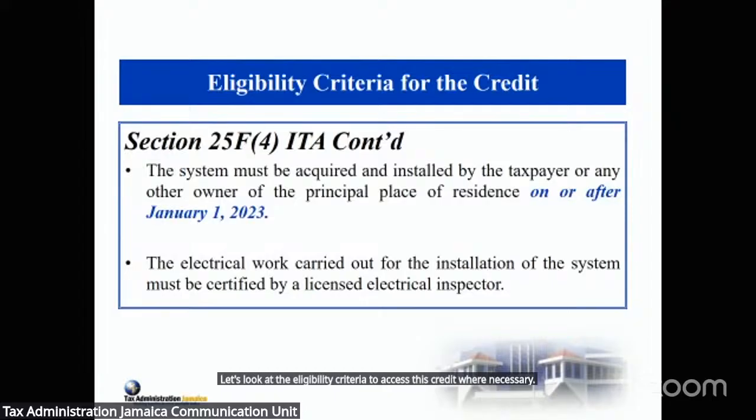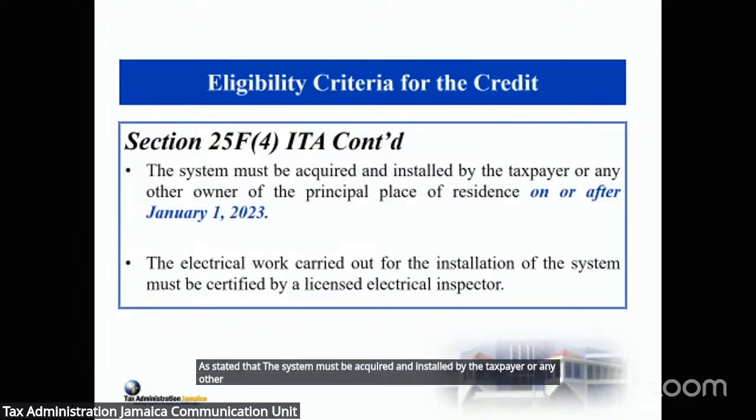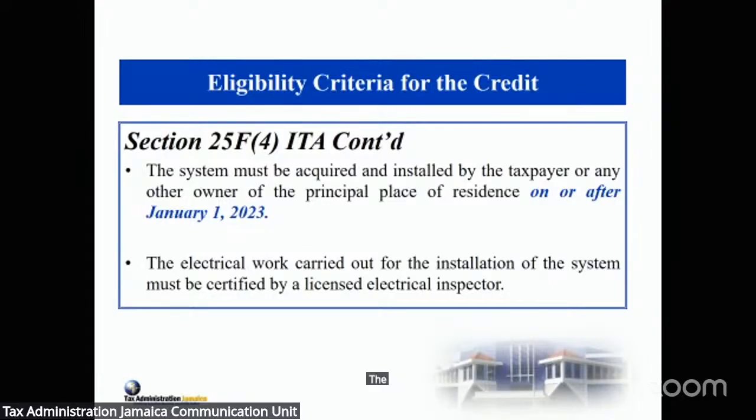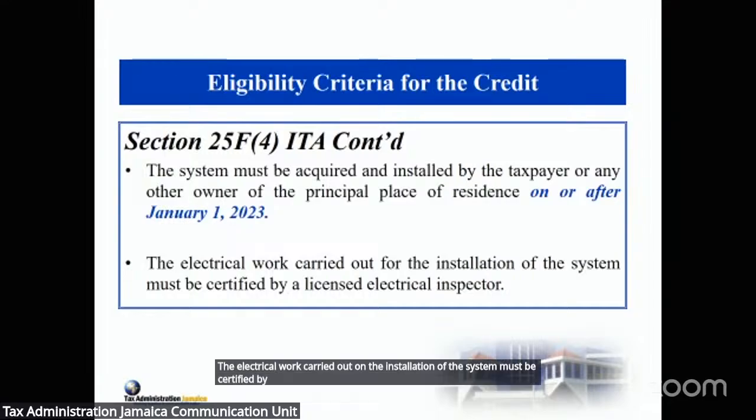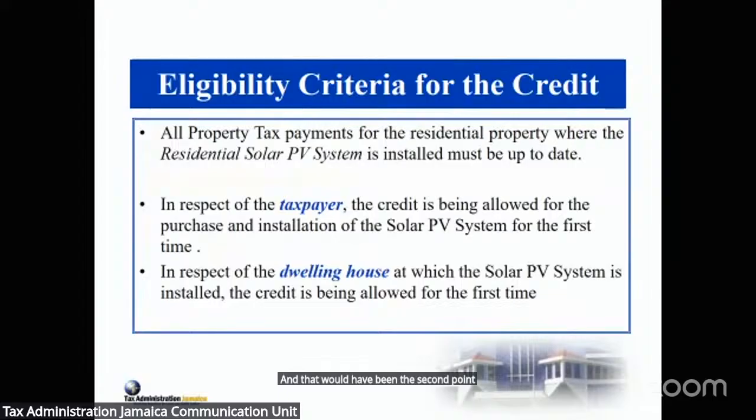Section 25F, point 4 of the Income Tax Act states that the system must be acquired and installed by the taxpayer or any other owner of the principal place of residence on or before January 1, 2023. The electrical work carried out on the installation of the system must be certified by a licensed electrical inspector. And that would have been the second point of the eligibility criteria.